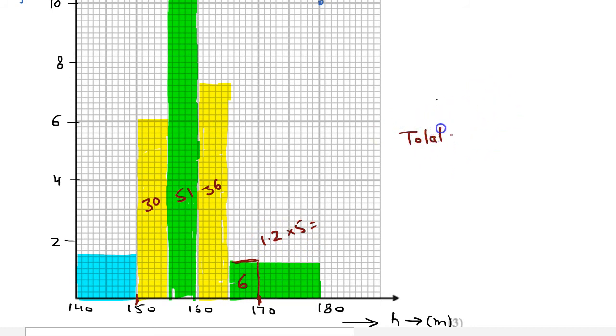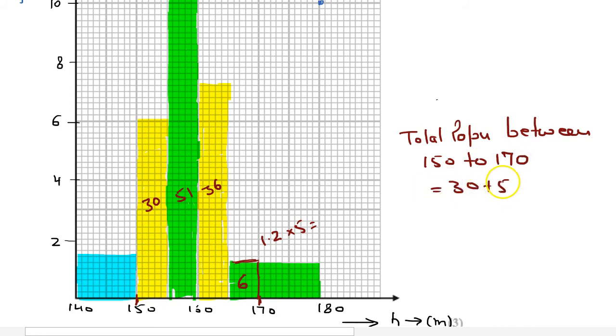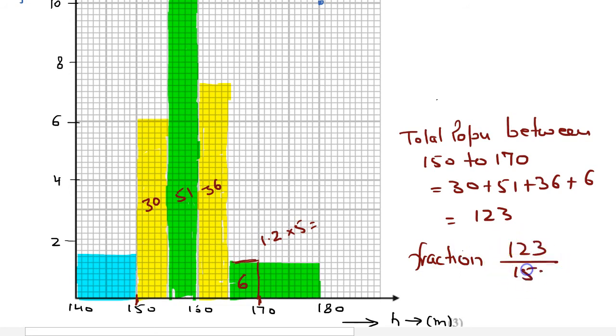So total population between 150 to 170 will be 30 plus 51 plus 36 plus 6, so that will be 123. So the estimate of the fraction will be 123 over 150. So that is the answer of part B.